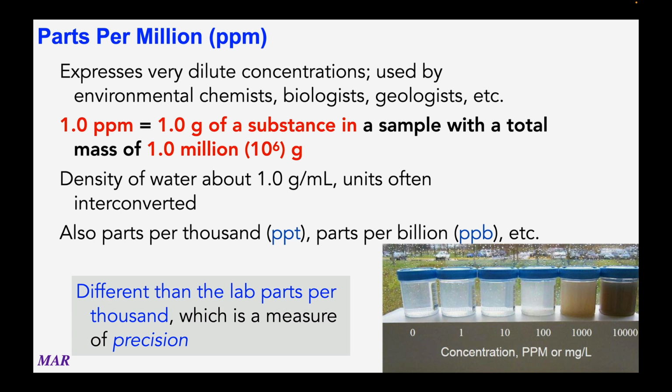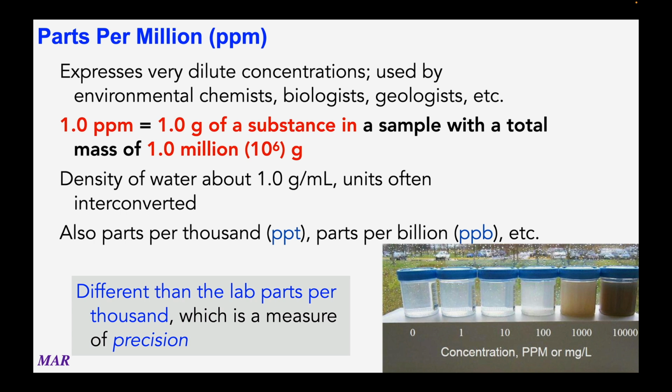For an example of how this works, 1 part per million, ppm, would be 1 gram of the substance, solute, whatever, in a sample with a total mass of 1 million, which would be 10 to the 6 grams. So 1 gram of substance in 1 million grams is going to be pretty small. Now, a lot of times with parts per million and parts per billion, etc., they assume the density of water is exactly 1 gram per milliliter. So a lot of times they will interconvert one to the other.